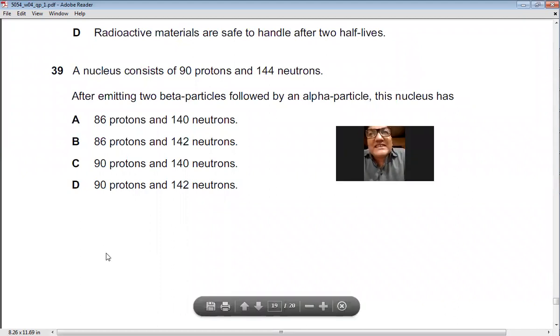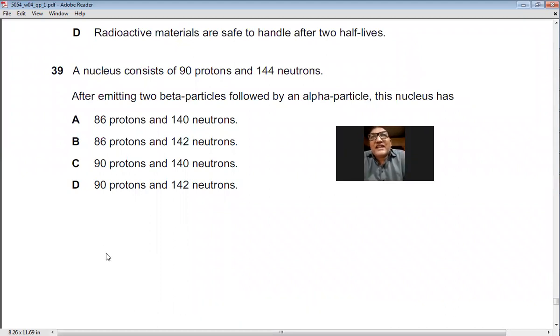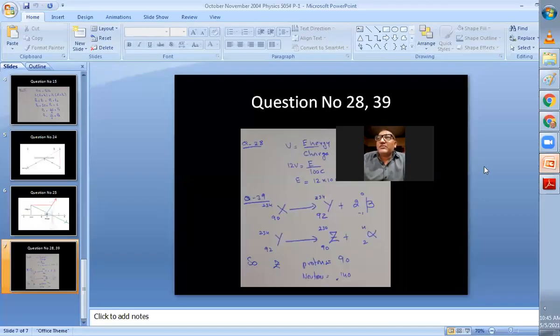A nucleus consists of 90 protons and 144 neutrons. After emitting 2 beta particles, followed by an alpha particle, this nucleus has. So it gave out 2 beta particles and 1 alpha particle. So let me show you my answer because we have to do some calculation here.